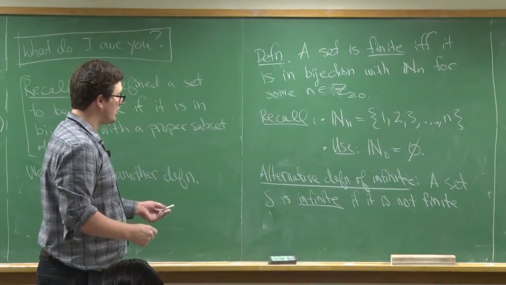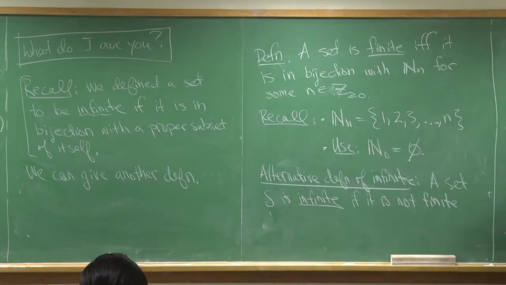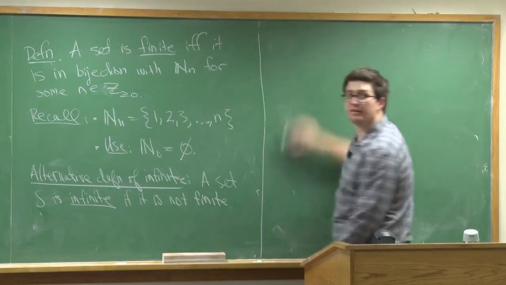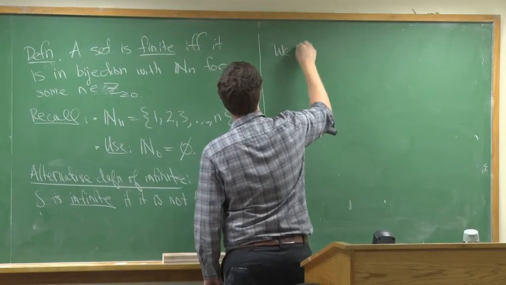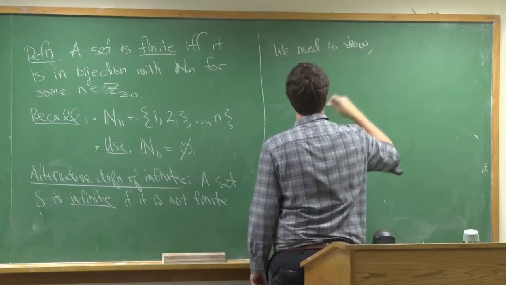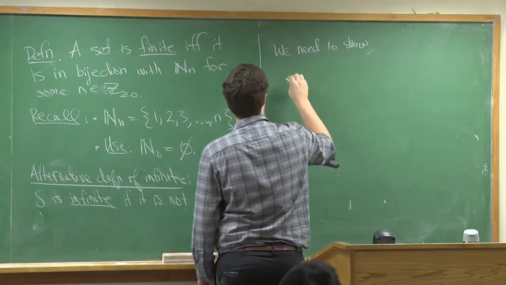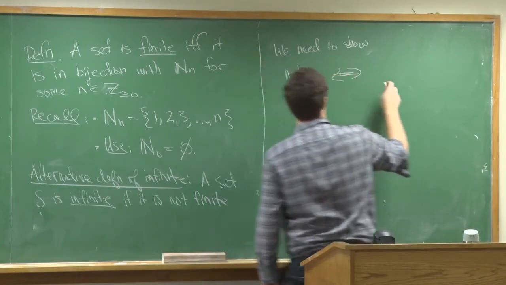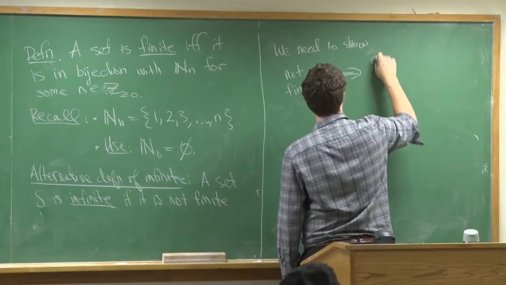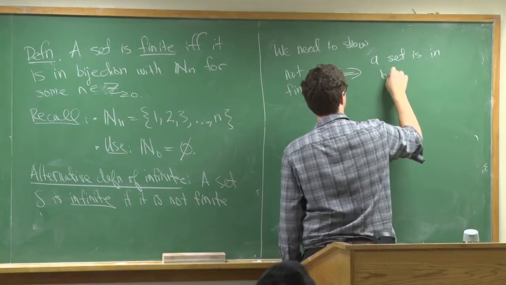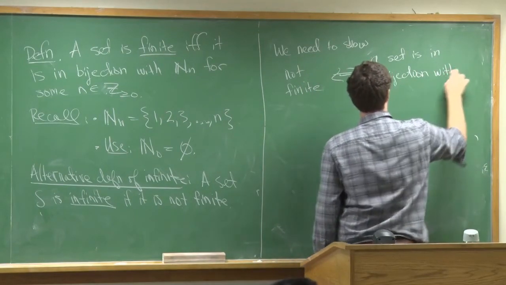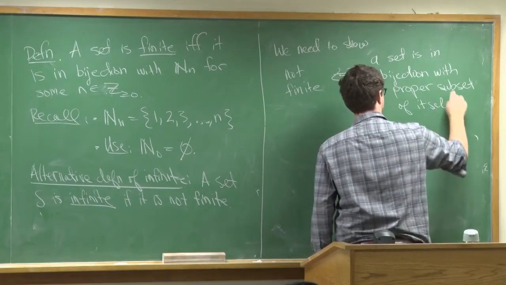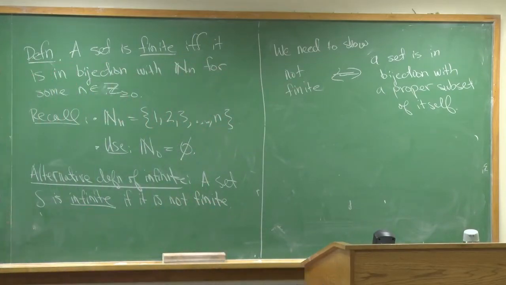Okay, so we need to show that these two notions coincide, that being infinite, or being not finite, are the same thing. So we need to show that being infinite, not finite, if and only if a set is in bijection with a proper subset of itself. Okay? So this is one thing that we need to do.